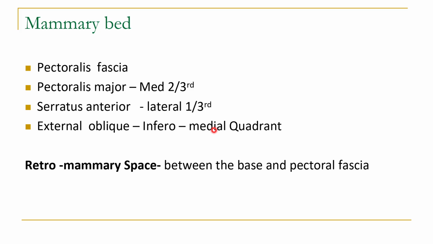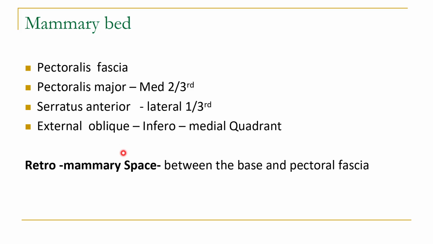Coming to the mammary bed. The base of the mammary gland is present on the pectoralis fascia, and beneath that there are three muscles: pectoralis major, serratus anterior and external oblique. Pectoralis major is present in the medial two-thirds. The lateral one-third is the serratus anterior, and inferomedially you will see the external oblique.